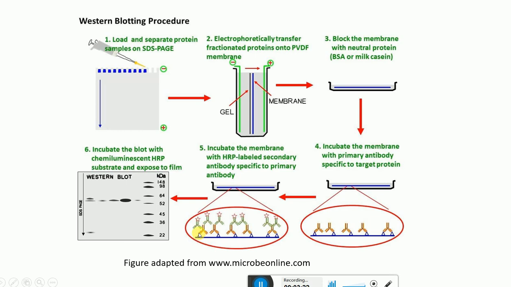So let's say this is our protein of interest, which has already bound to the primary antibody. And now when we incubate the membrane with the secondary antibody that has already been radiolabeled, the secondary antibody will specifically bind to the primary antibody, but the primary antibody has already bound to our protein of interest, right? So now after this process, we will wash the membrane to remove any unbound secondary antibody and develop the blot with the chemiluminescent ECL substrate and expose it to the film, and thereby we'll be able to visualize our protein of interest.